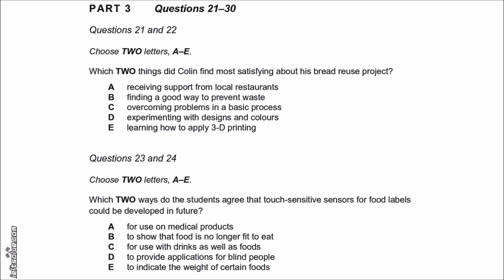I came across something on the internet yesterday that might interest you. It was a company that's developed touch-sensitive sensors for food labels. It's a special sort of label on the food package. When the label's smooth, the food is fresh, and then when you can feel bumps on the label, that means the food's gone bad. It started off as a project to help visually impaired people know whether food was fit to eat or not. Interesting.